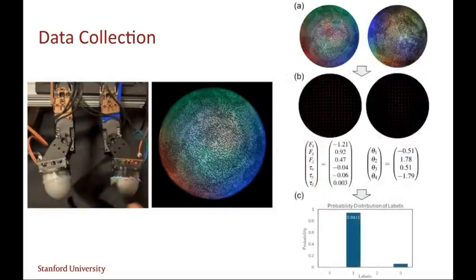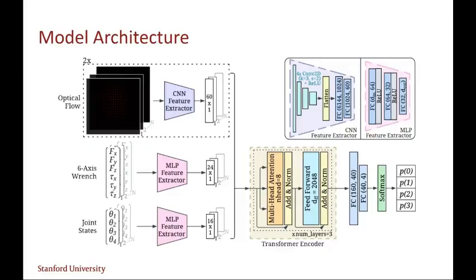The RGB videos are used to calculate optical flow, and the collected sequences of optical flow, 6-axis wrench, and joint state data are used to identify whether 0, 1, 2, or 3 layers were grasped. Using this cloth, 92 trials were collected for each of these 4 classes, for a total of 368 trials of data. Here is the architecture of our classifier model.